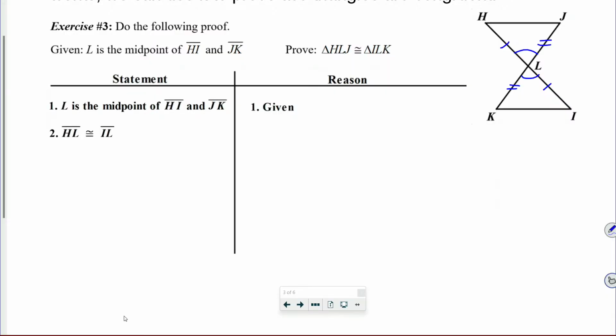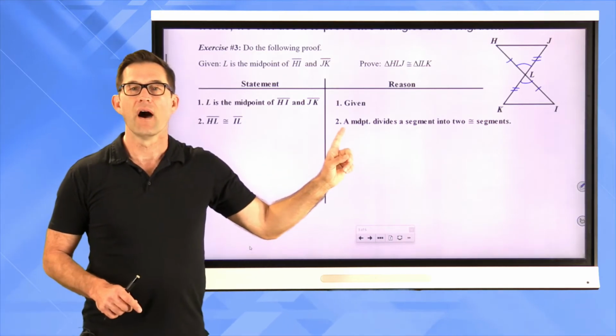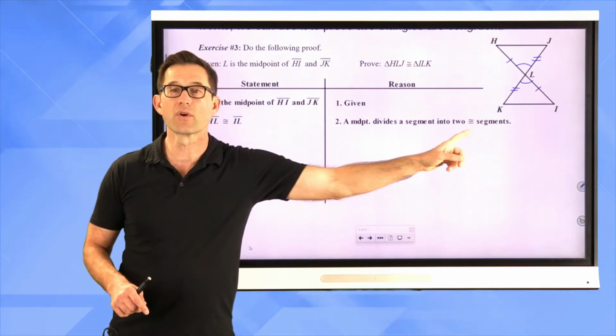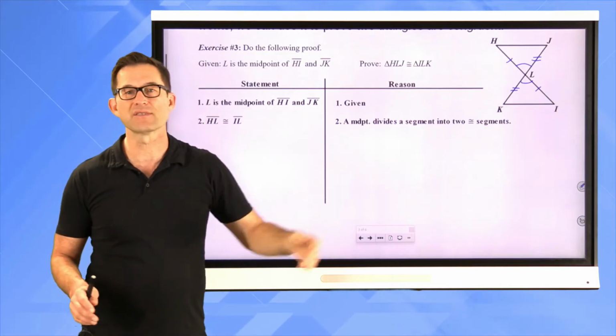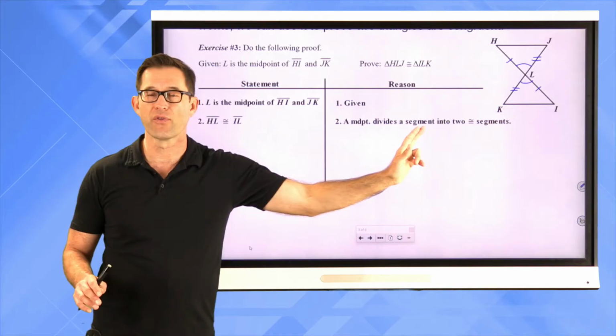HL is congruent to IL. What reason do I give for that? A midpoint divides a segment into two congruent segments. And by the way, notice how I've abbreviated things, like midpoint, and I've used the congruent symbol for the word congruent here. I could have even put in SEGS for segments, okay? That's all okay. You just have to communicate what you're thinking.